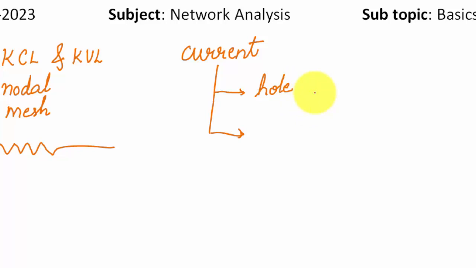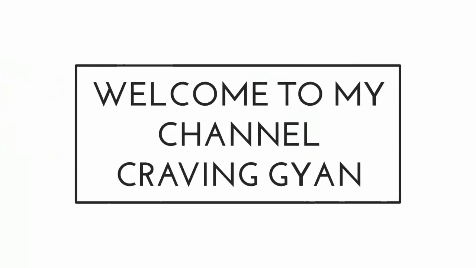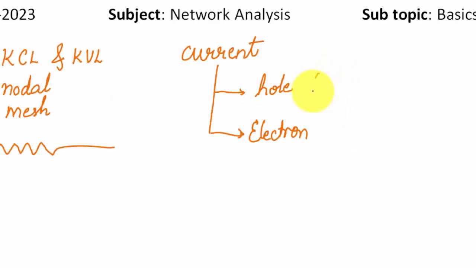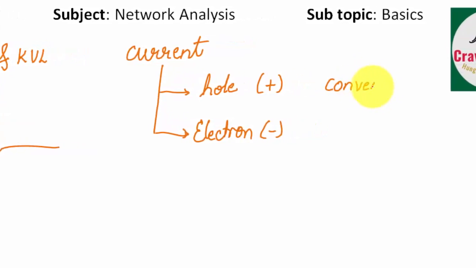Let us deal with the charge carriers. So we will be having hole current, and we will be having one more, electron current. If I am speaking with respect to hole current, this hole current is due to positive charges. This electron current is due to negative charges. Now hole current is nothing but the conventional current we are going to take.